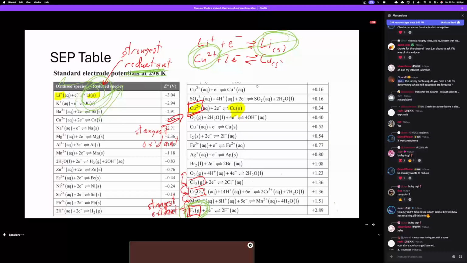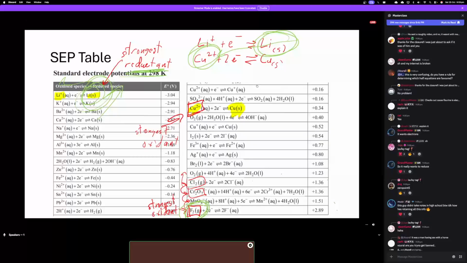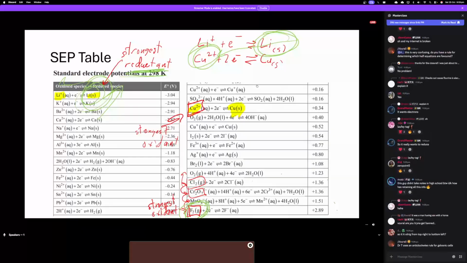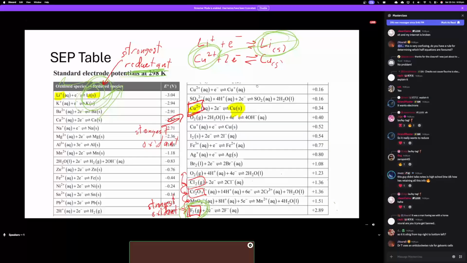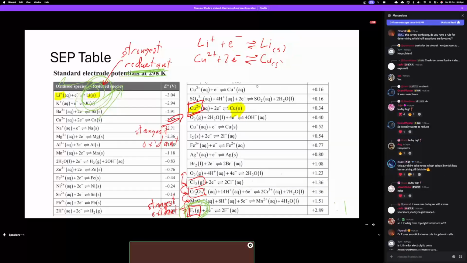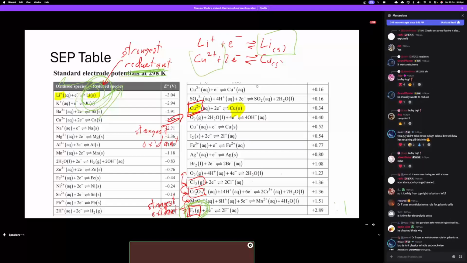Hopefully that makes sense. Anti-clockwise rule, oil rig, top right, bottom left of the species you have. So in this case, I was talking about these two equations, and this is the top right one, and this is the bottom left one.